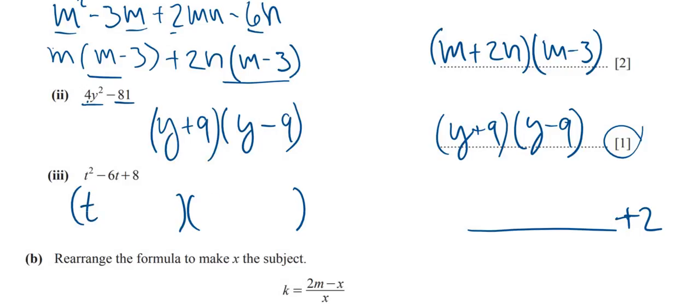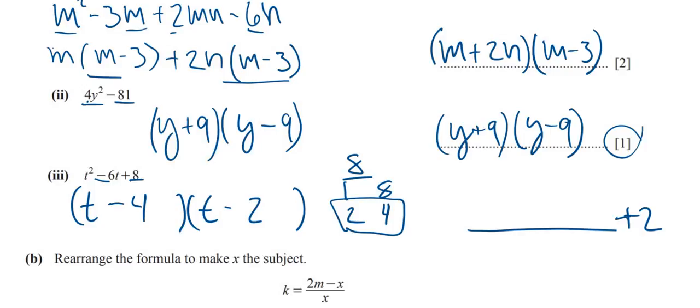And this is just normal factoring. What are the factors of 8 that we can add together to give us -6? Well, it was 2 and 4, and so minus 2 and minus 4. And so that's the actual solution: t minus 4 factored, times t minus 2.